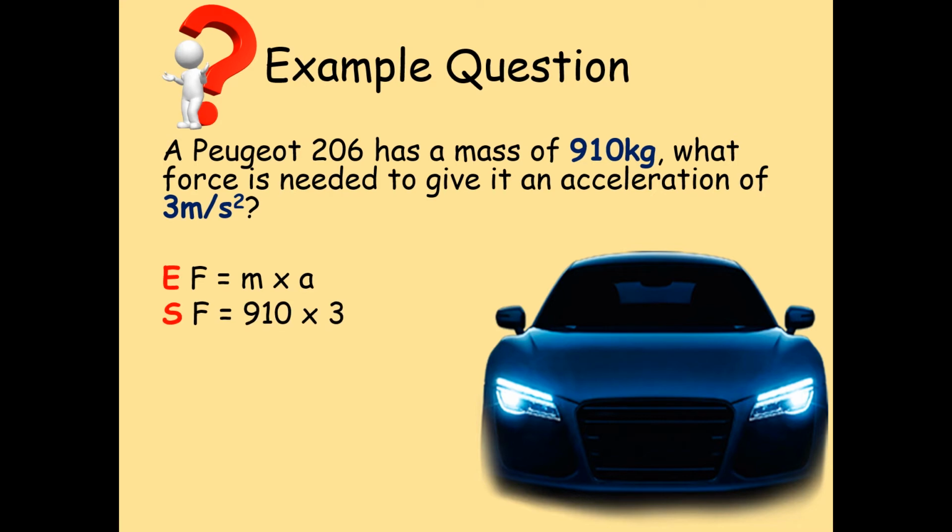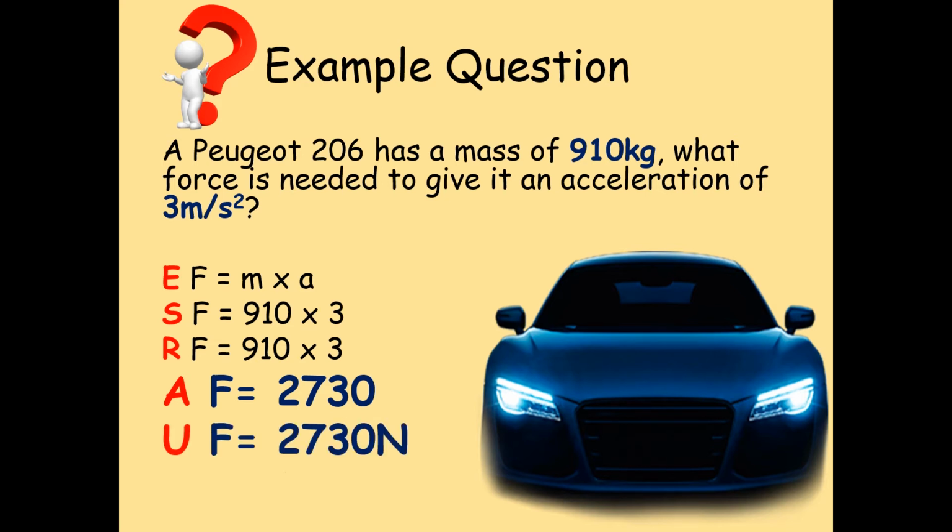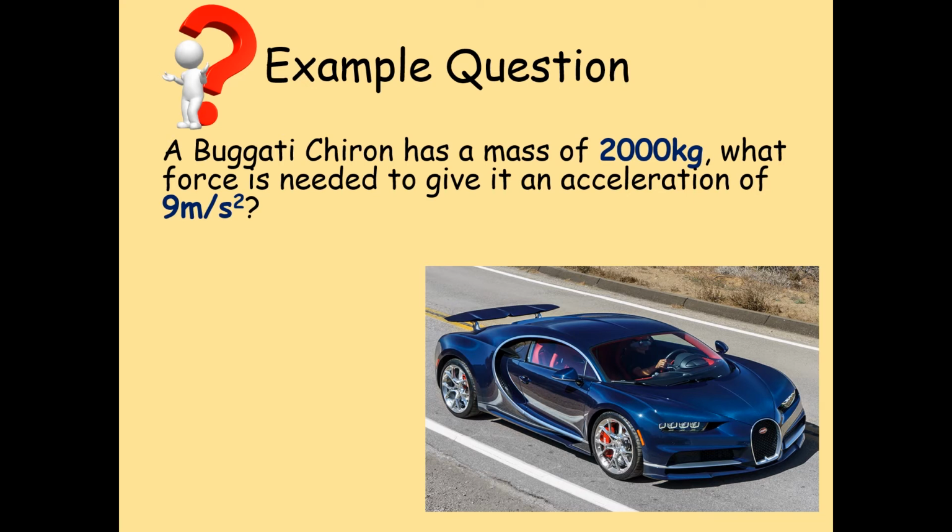S, substitute, we put in our numbers. Force is 910, that's the mass, multiplied by 3, that's the acceleration. Do I need to rearrange? No, I don't. I have the unknown as the subject. So now I work out the answer. 910 times 3 is 2,730. Add the units: 2,730 newtons.